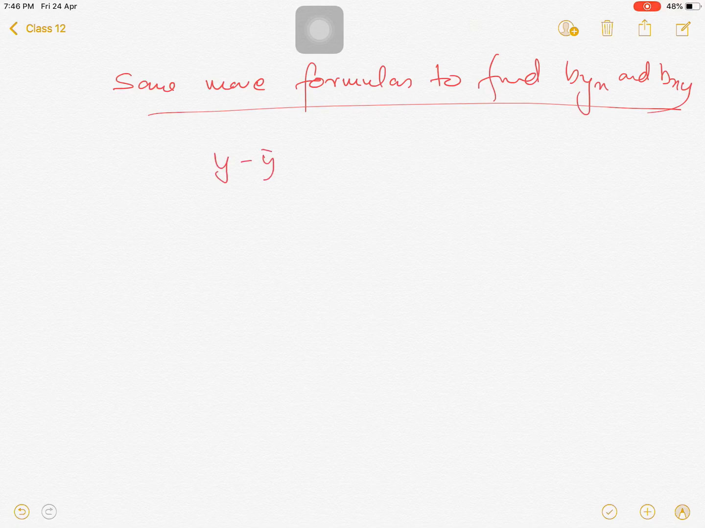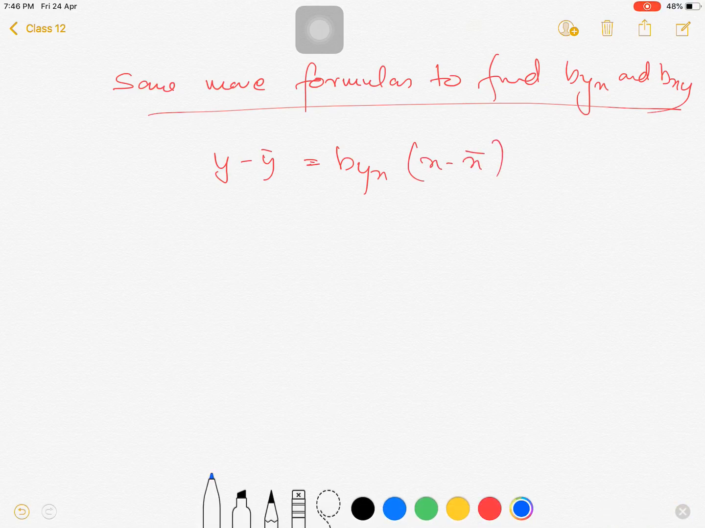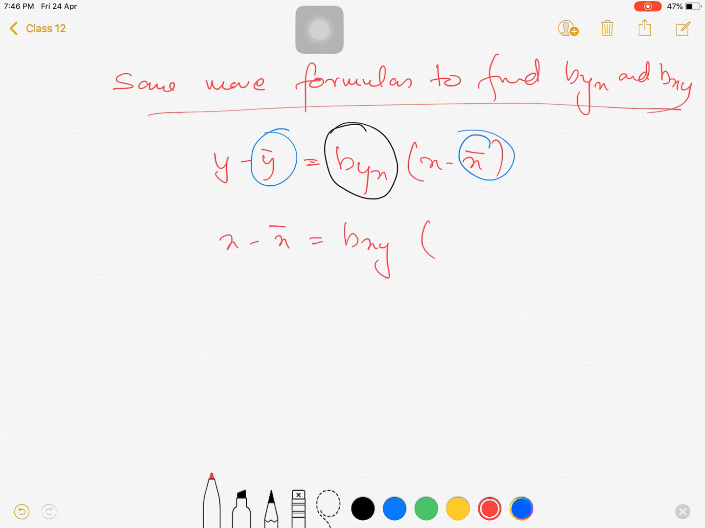Let me show you again. Y minus y bar equals byx times x minus x bar. These things are very easy to find. Look at this, these things here, means, the blue circled ones are very easy to find. The problem you have is this black circle, byx. Or in the other one, x minus x bar equals bxy times y minus y bar.